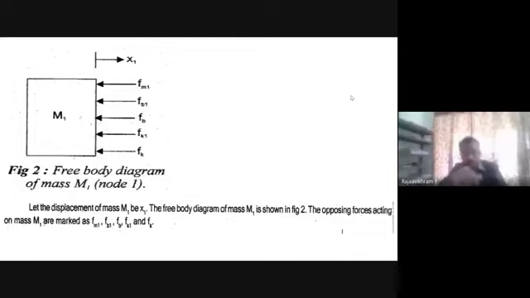For the first free body diagram, this is the differential equation. There are 5 forces. For this diagram of M1, you have to write the differential equation: F M1 equals M1 into d square x1 by dt square. Please write this equation. Then only you can know how to solve the problem.